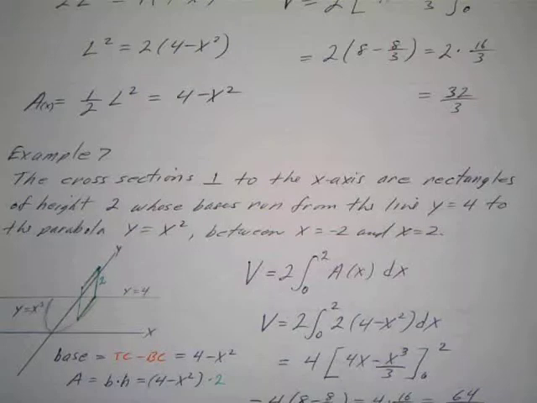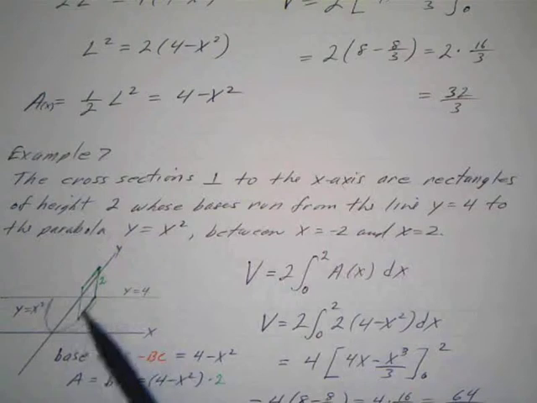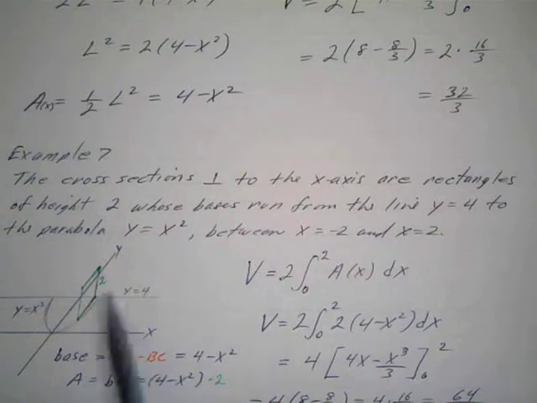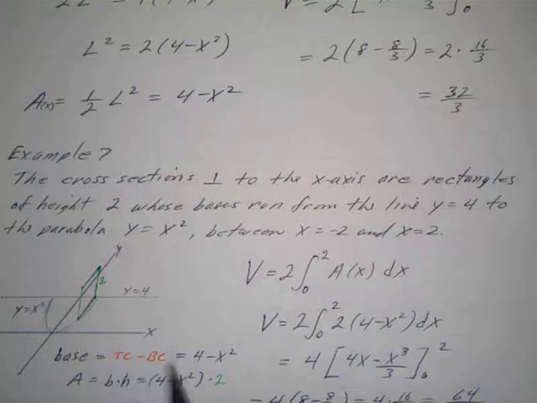So this is kind of the bottom of my solid. I don't want to use the same term twice. So for my rectangles, the base of my rectangle will be the top curve minus the bottom curve. That's going to be this distance minus that distance, which will give me that distance. The top curve is 4, and the bottom curve is x squared, so it's going to be 4 minus x squared. It looks kind of familiar, kind of like example 6. Again, we've got our 4 minus x squared. It just happened to work out like that. So top curve minus bottom curve, 4 minus x squared.